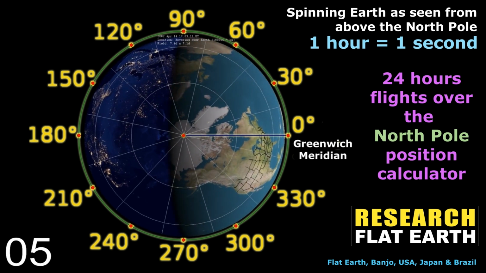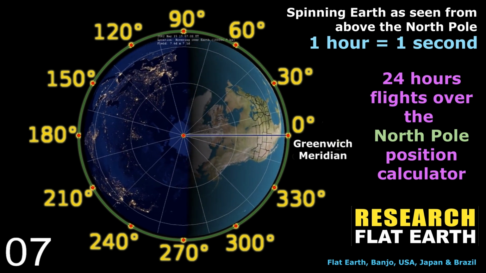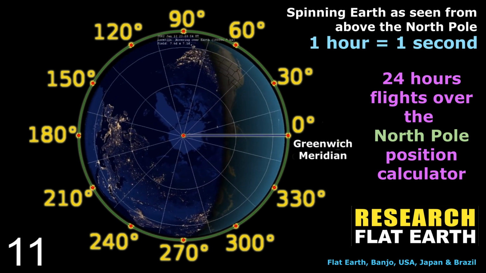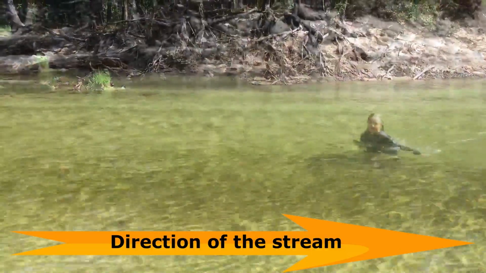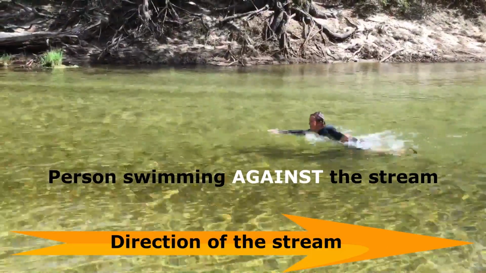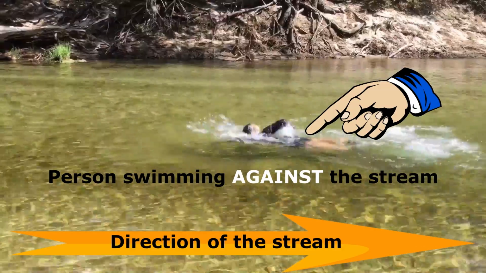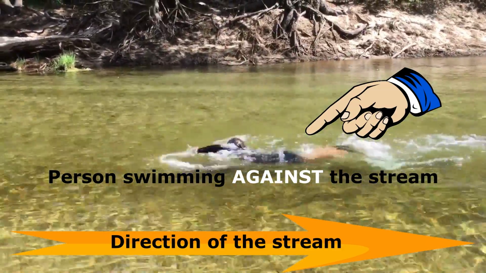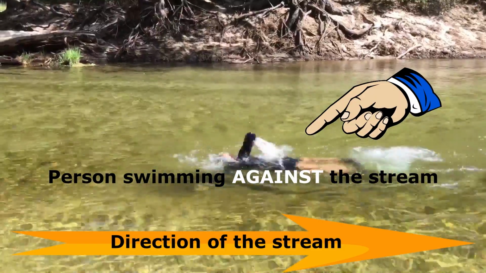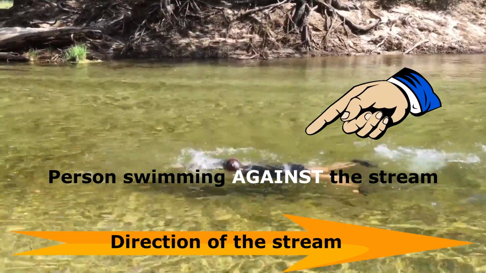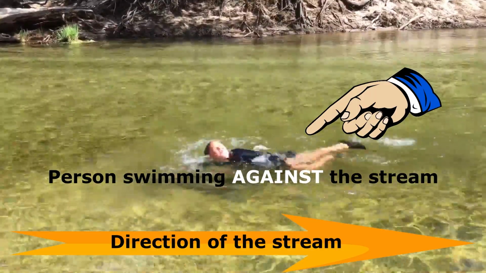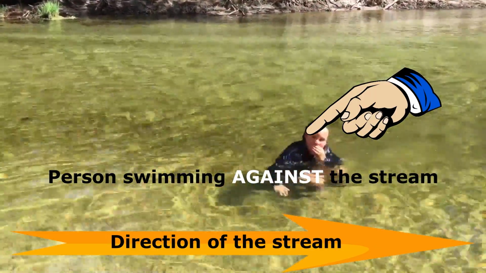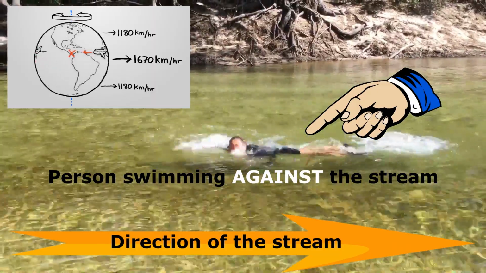We will briefly look at some flights flying from west to east and from east to west, as globe believers claim that they should take the same time, the same effort, the same amount of fuel, when we know it does not. You can look at this person trying to swim against the stream.